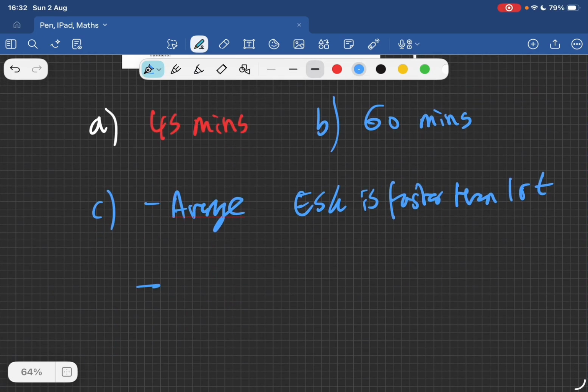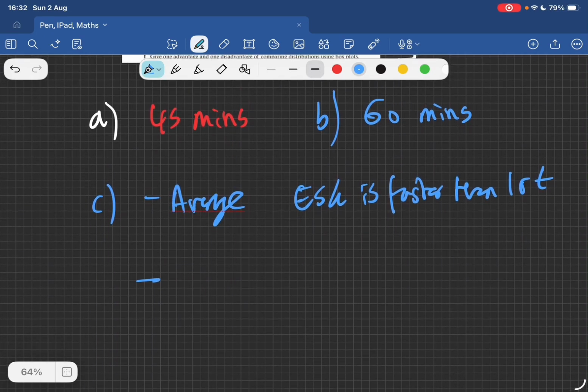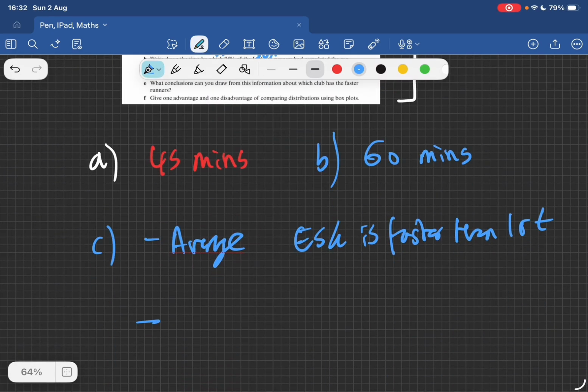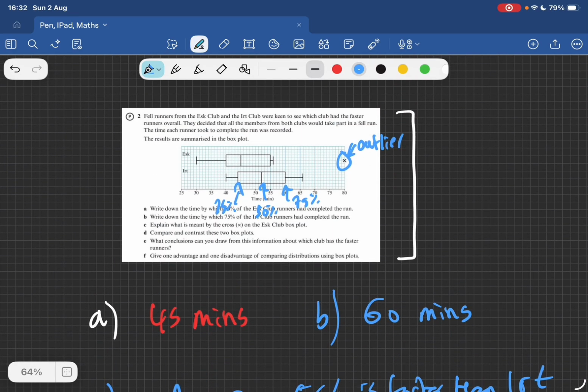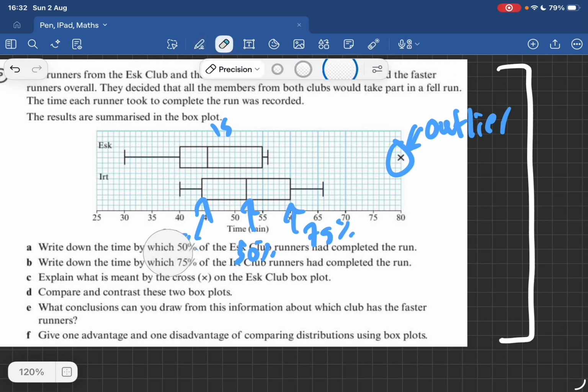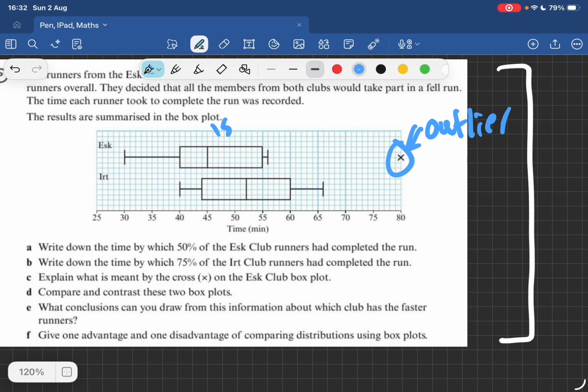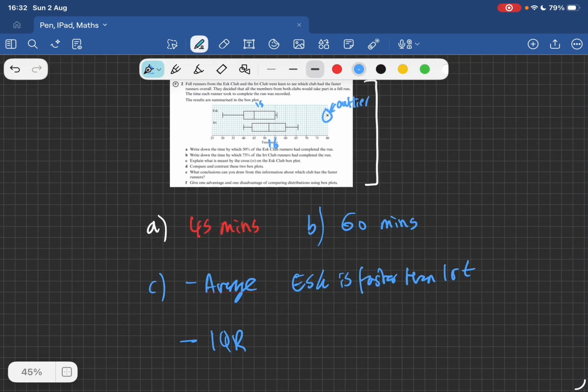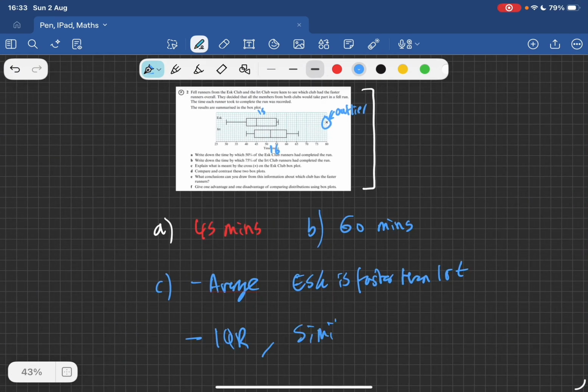And then we've got that one was about our median, and then we've also got our spread. So we want to find our interquartile range. For S, our interquartile range is 40 to 55, so 15, and for T we've got 44 to 60. So 16. So very similar. So interquartile range is similar, but T is slightly greater.